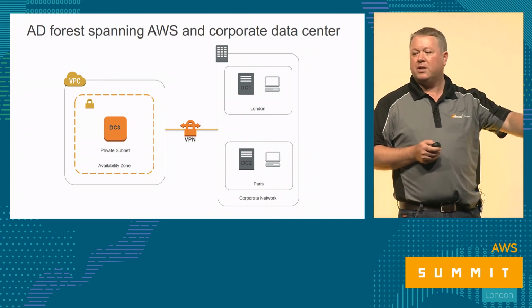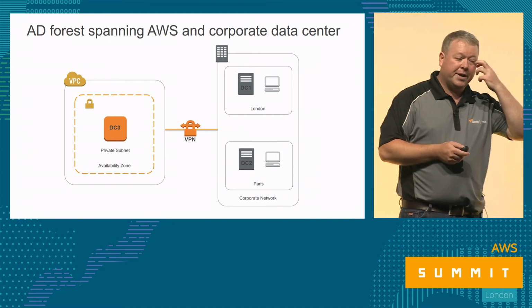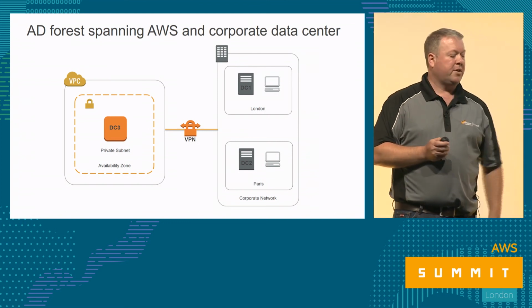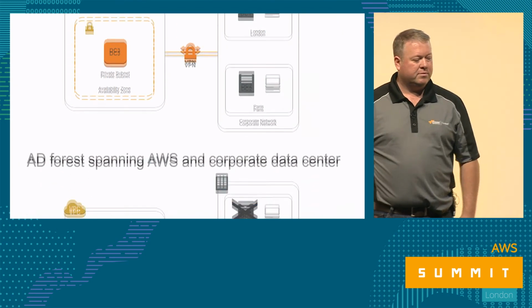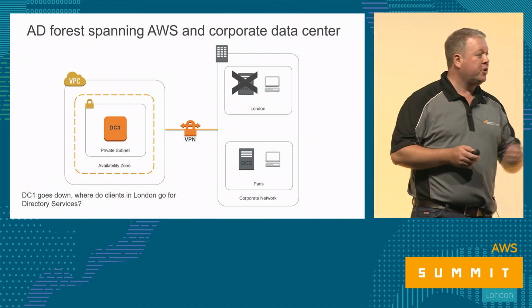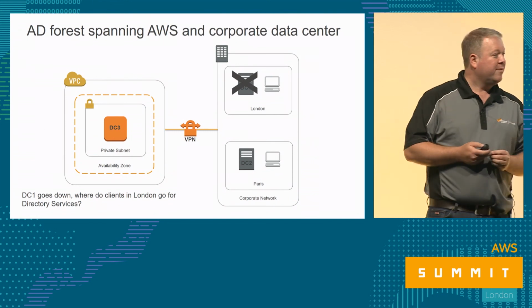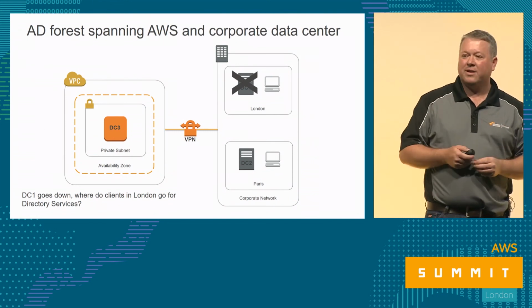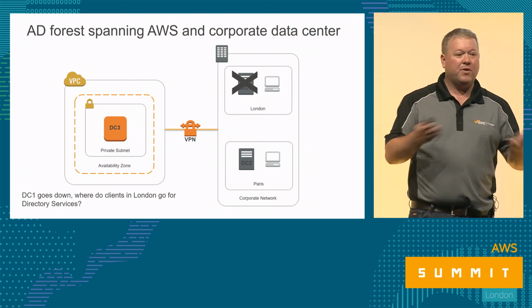I've drawn this simplistic model, so there's no high availability in here, but it's implied. Okay, so I have this design, and I've extended my AD. So what happens when my domain controller in the London region is down, or my London office is down? Well, what happens to my end users? Which domain controller do they access? Remember, if I do an SRV record lookup when I'm logging in, it's going to return everything.